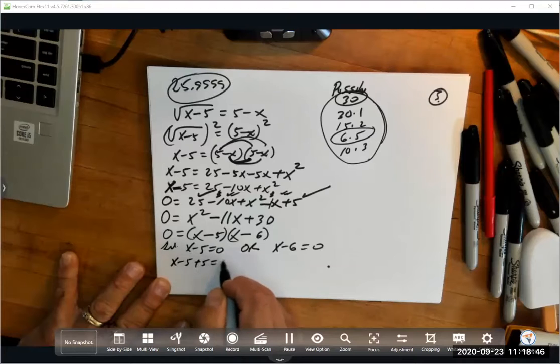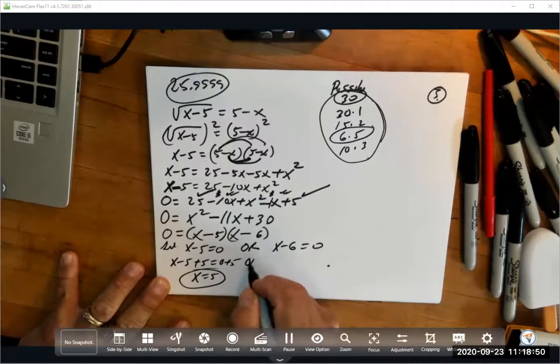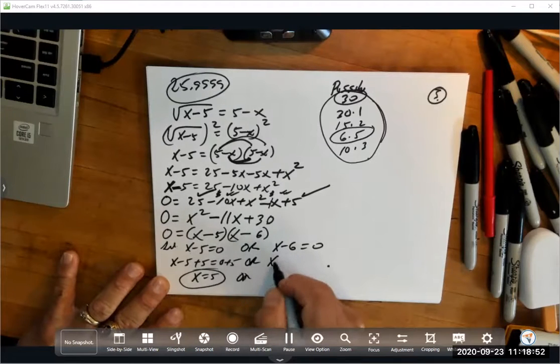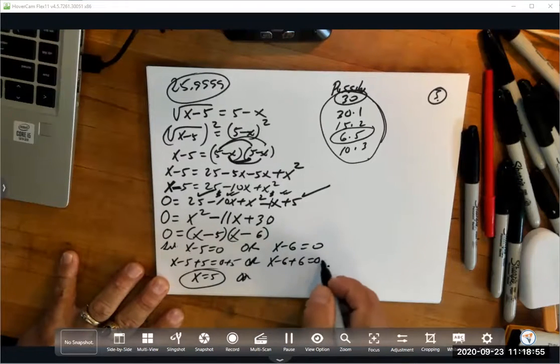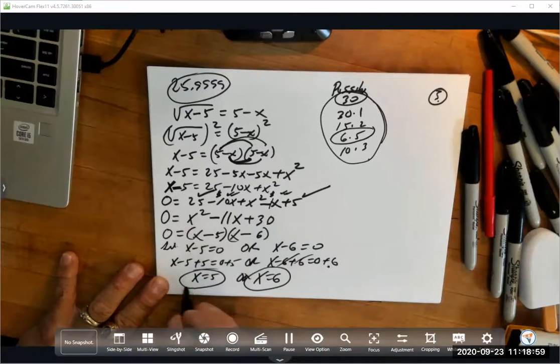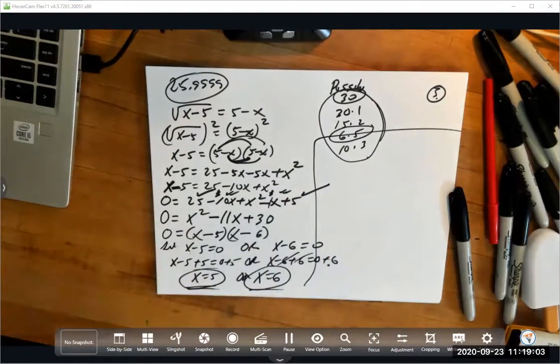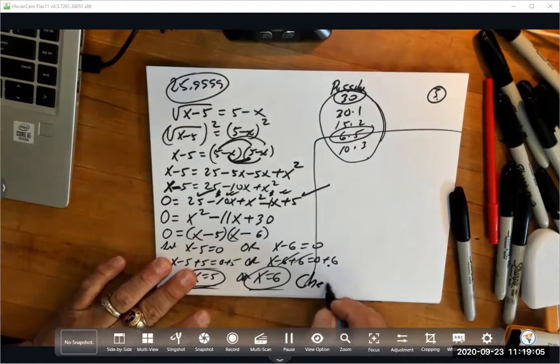At 5, so x is 5. There's the answer. And at 6, here's the answer, 6. So the answers are 5 and 6. Those are the answers, always. You know what you need to do? I want to tell you right now.